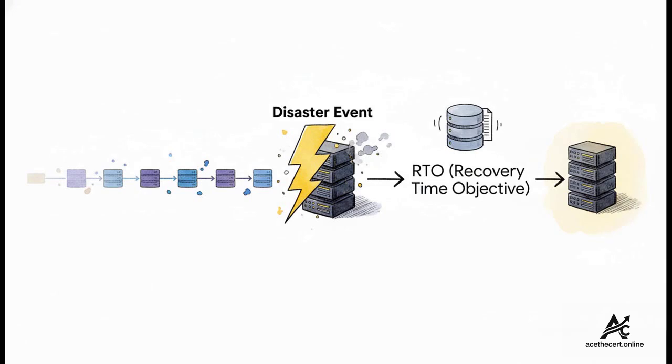And any good disaster recovery plan starts with two key business decisions. First, recovery time objective, or RTO. That's the question, how fast do we absolutely have to be back online? An e-commerce site might need an RTO of minutes because every second of downtime costs real money.